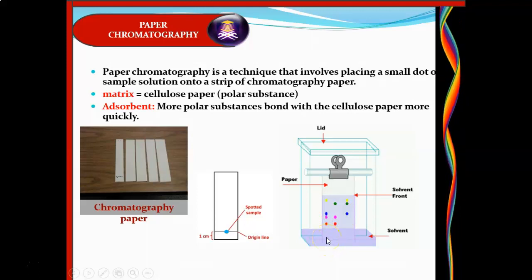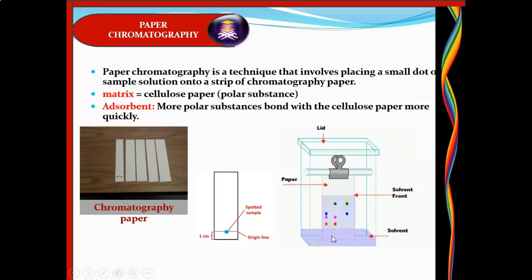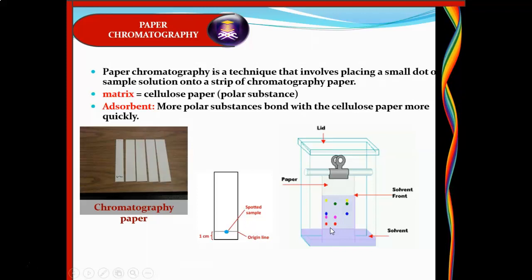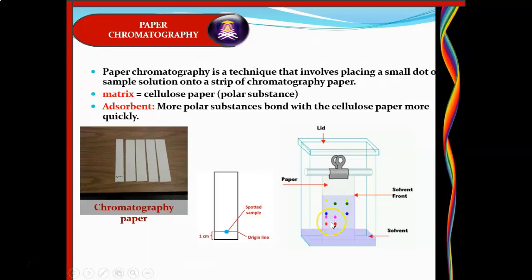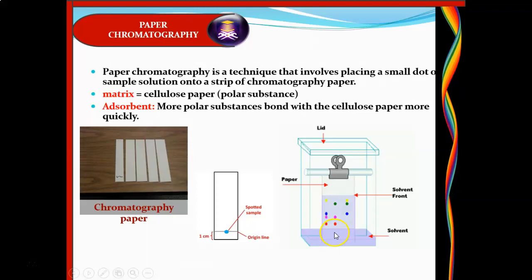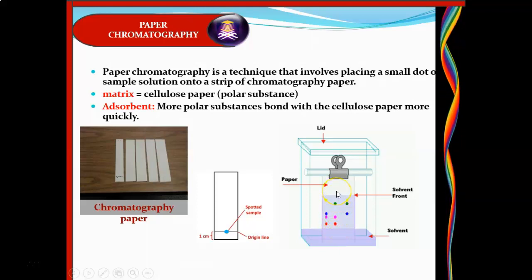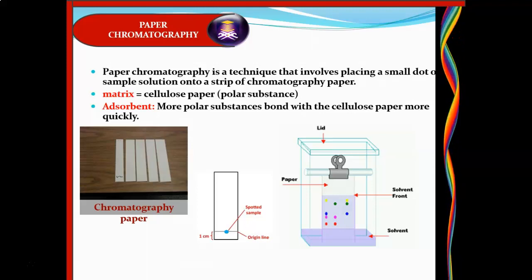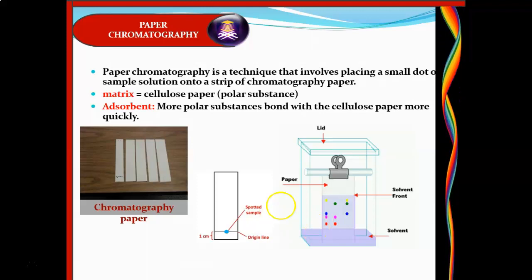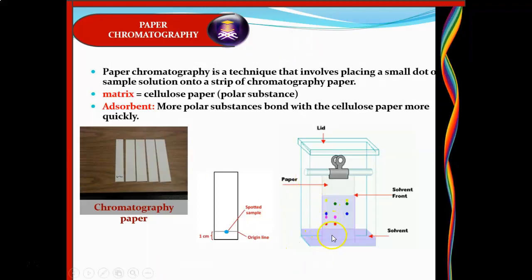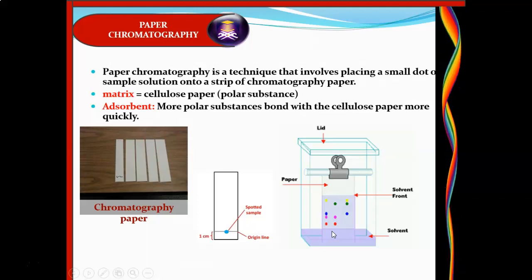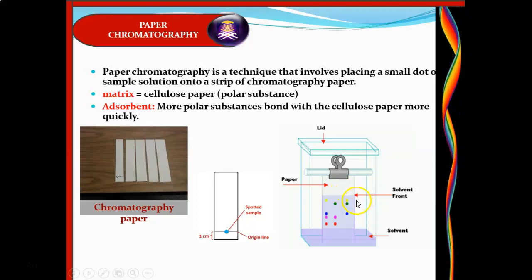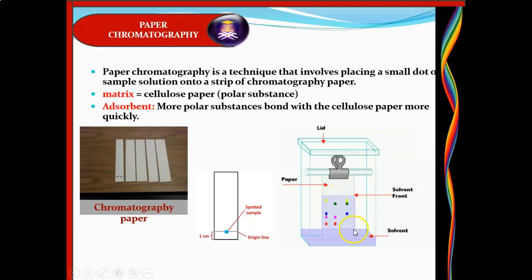So when the paper is immersed in the solvent, the dye will move upwards, the ascending method, okay, dia akan bergerak naik ke atas. There are two types of paper chromatography, which are descending and ascending. In this picture, it is ascending, which means that the movement of the compound is upward. If descending, the movement of the compound is downward.